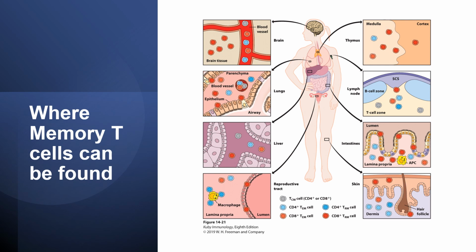So this includes, starting from the top and working our way down, resident memory cells that are localized in the brain. You've got some that actually travel back to the thymus, in particular the medulla of the thymus, where they presumably participate in some of the training of T cells to make sure that they're not autoreactive against our own tissues.